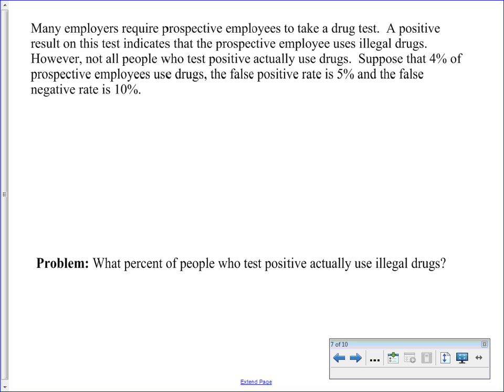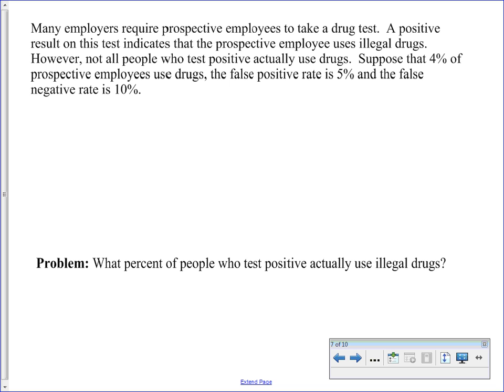So many employers require prospective employees to take a drug test. A positive result in this test indicates that the prospective employee uses illegal drugs. However, not all people who test positive actually use drugs. Suppose that 4% of prospective employees use drugs, and the false positive rate is 5%, and the false negative rate is 10%.